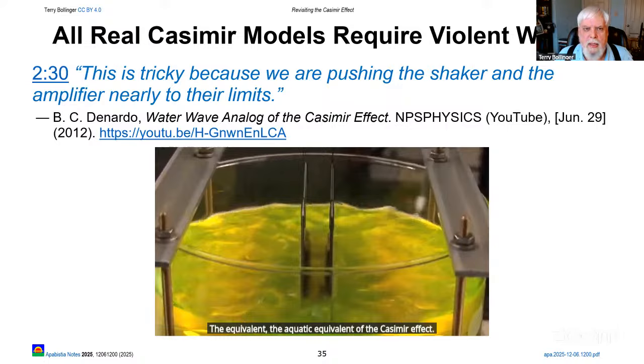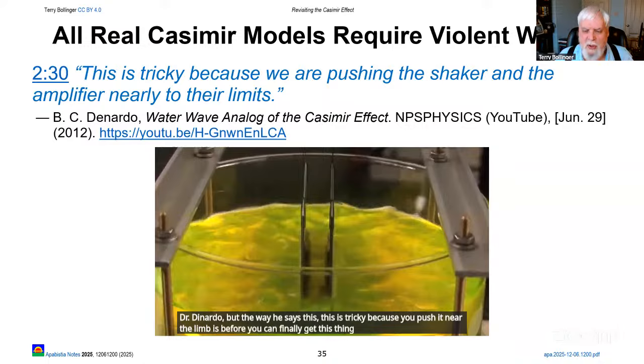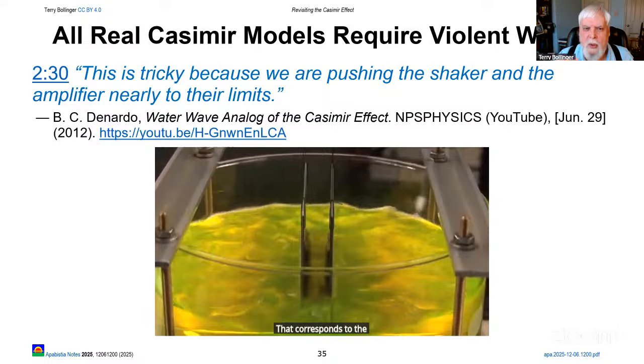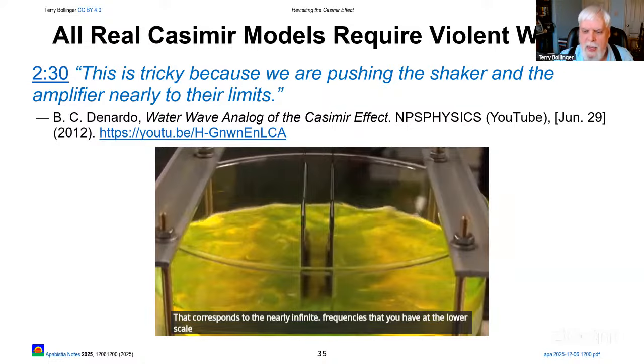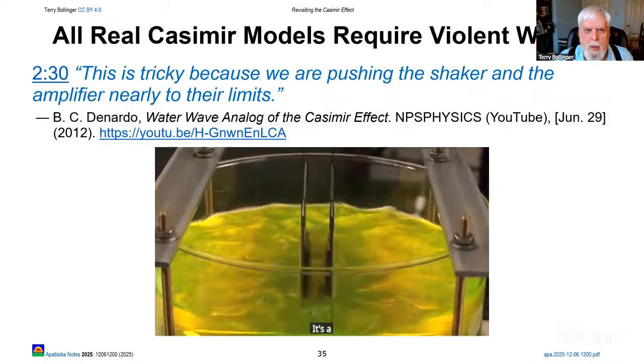And in order to do it, I like the way the fellow says this, Dr. DiNardo, but the way he says this is tricky because you push it near the limits before you can finally get this thing to take effect. You really have to get those waves moving. That corresponds to the nearly infinite frequencies that you have at the lower scale of these things. So it's a violent thing.